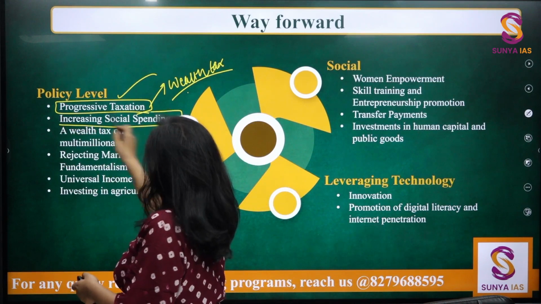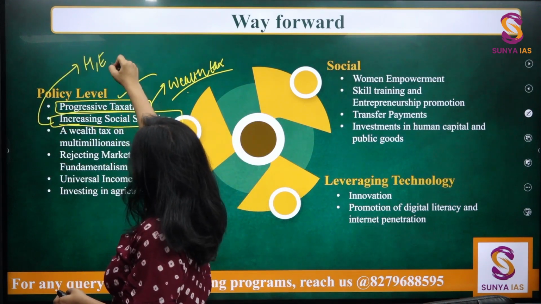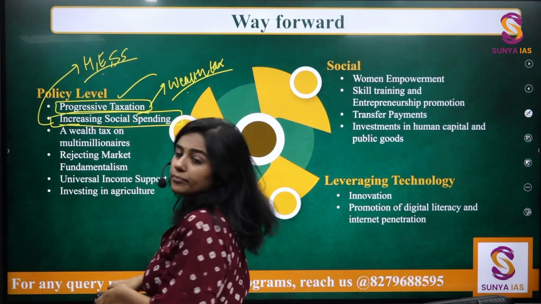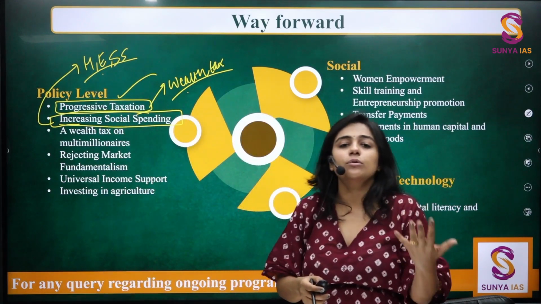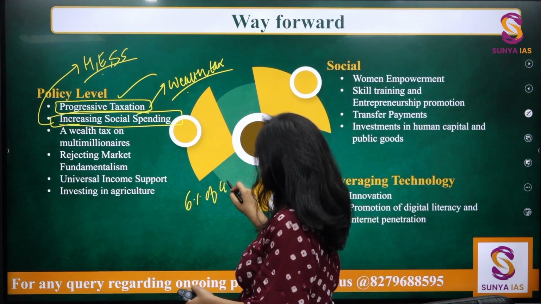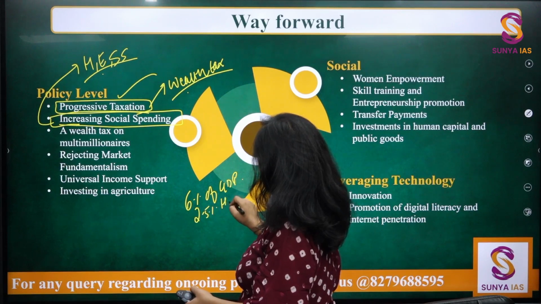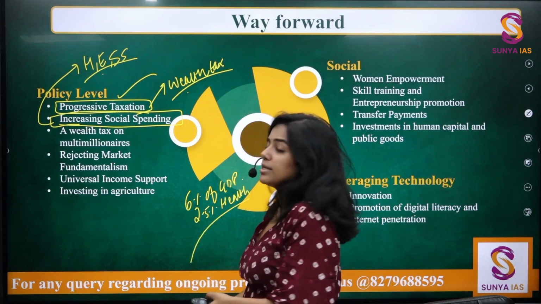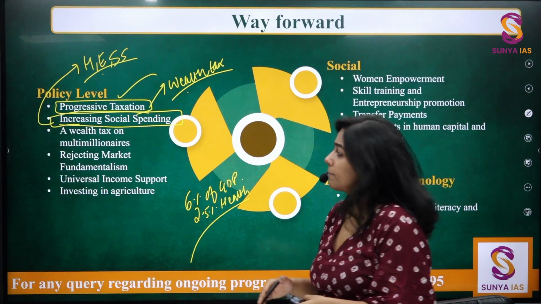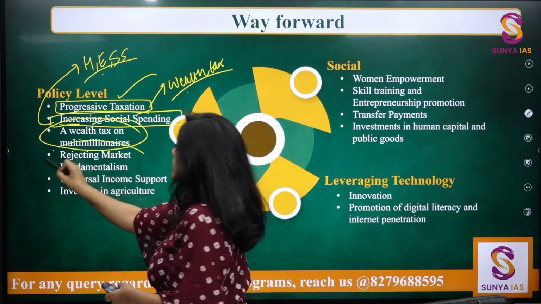Then increasing social spending. So what is social spending? Health, education, social security. We have to spend more. So we have to reach 6% of GDP for education and 2.5% for health by 2025. Okay. Wealth tax on multimillionaires, rejecting market fundamentalism.